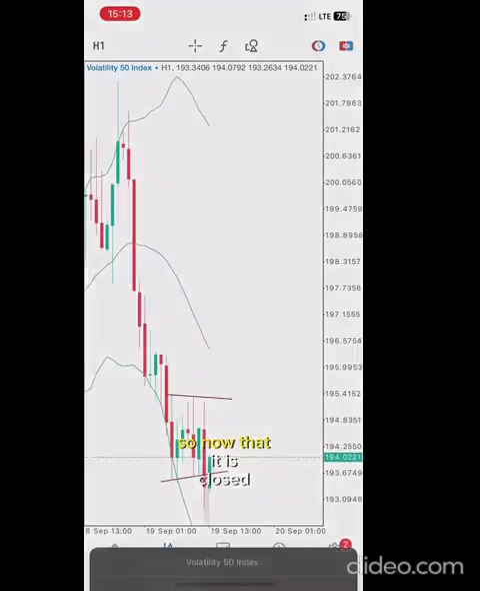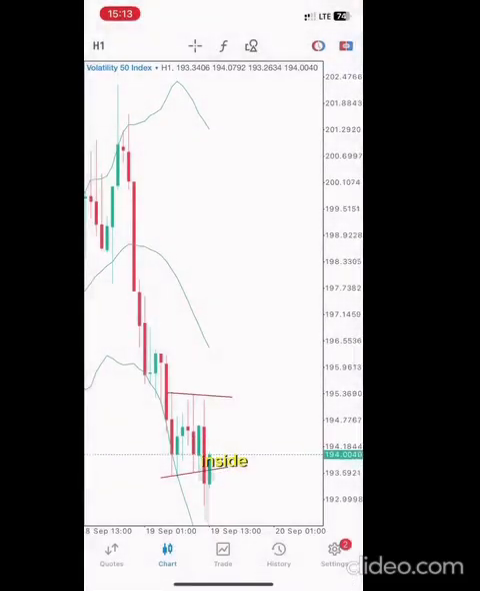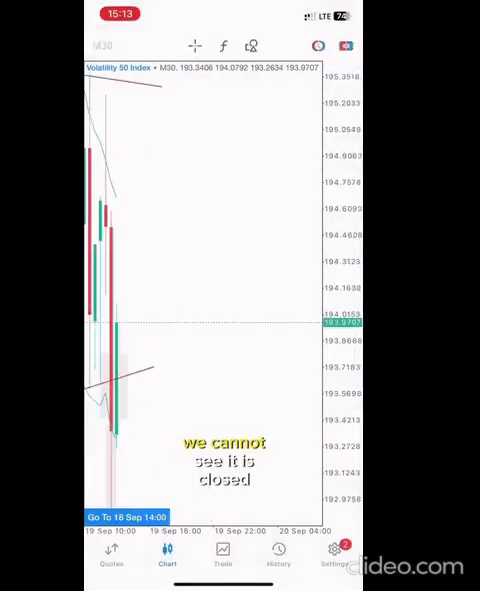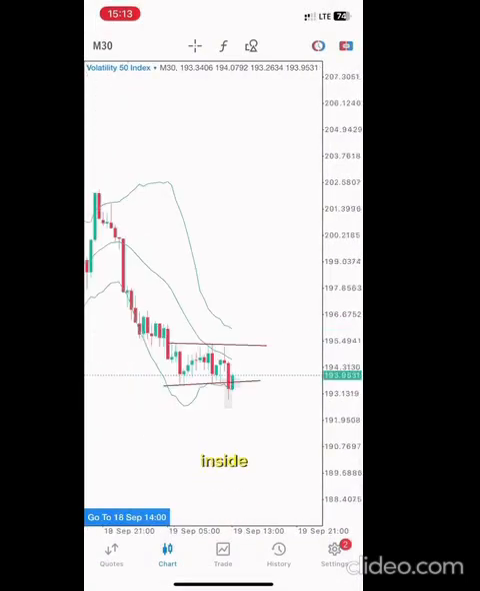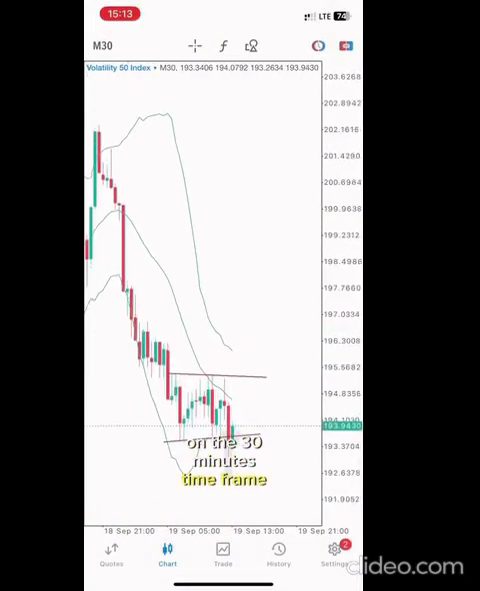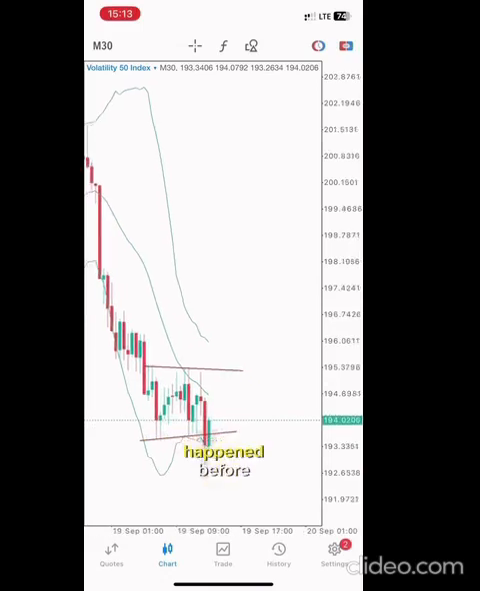So now that it is closed inside, we can see it is closed inside on the 30 minutes time frame, and since it has touched the bottom Bollinger Band, it was bound to retest. This happened before, you have seen it, and now it's happening again. I'm just merely trading the same patterns over and over again. That's exactly what I'm doing here.